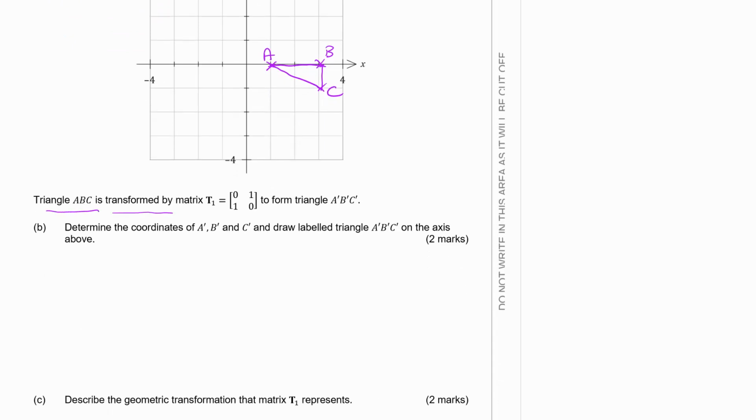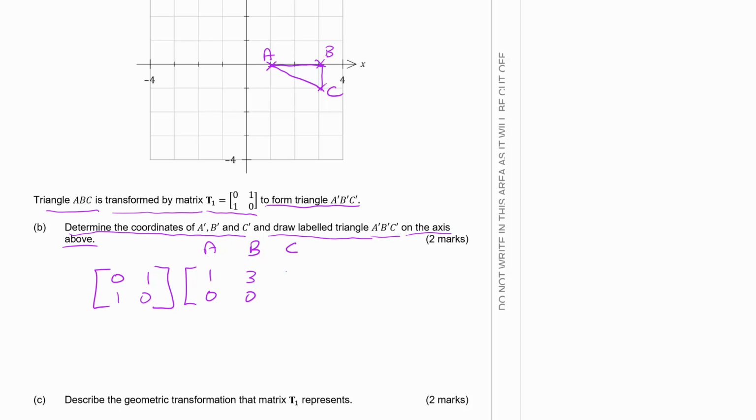Triangle ABC is transformed by matrix T1, which is [0, 1; 1, 0], to form triangle A'B'C'. Determine the coordinates of A'B'C' and draw a labelled triangle A'B'C' on the axes above. Okay, so one way of doing this is to take the matrix [0, 1; 1, 0] and then form a matrix of the coordinates. So for A, that's at (1, 0). For B, that's at (3, 0). And for C, that's at (3, -1).